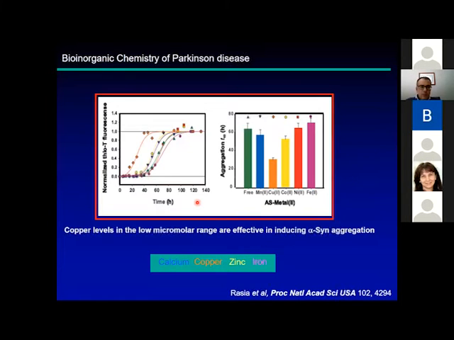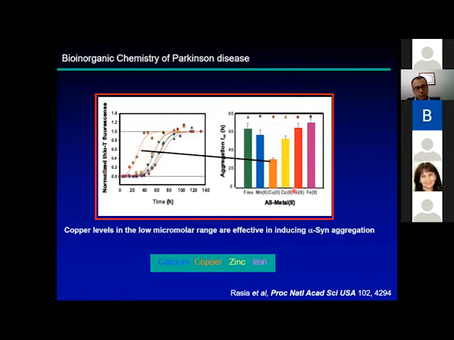So what happened with the metal ions? When we started to study these metal ions, we found a lot of published articles reporting that many divalent metal ions were able to induce aggregation, to accelerate the aggregation of the protein, but using millimolar concentrations of metal ions. So we tried to make a differentiation with all these metal ions. And in this study, we use micromolar concentrations of these metal ions.